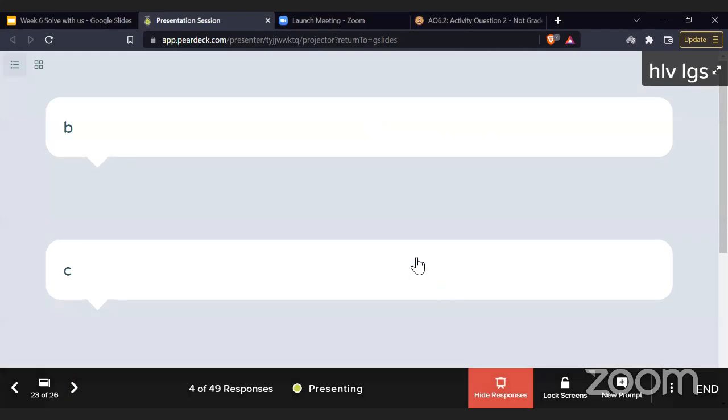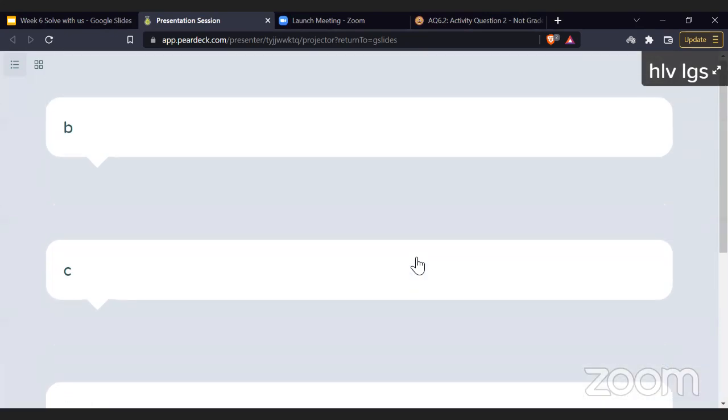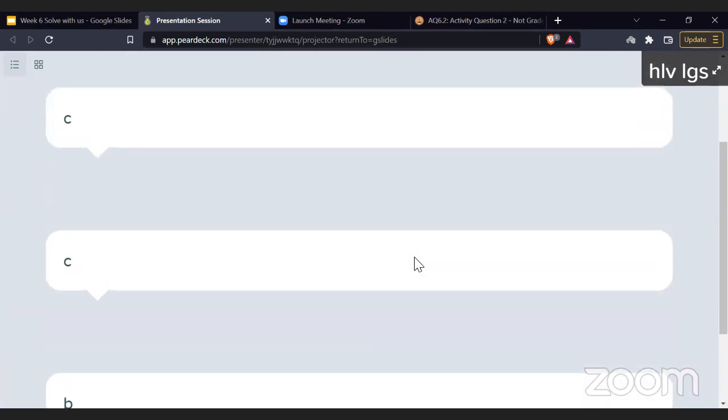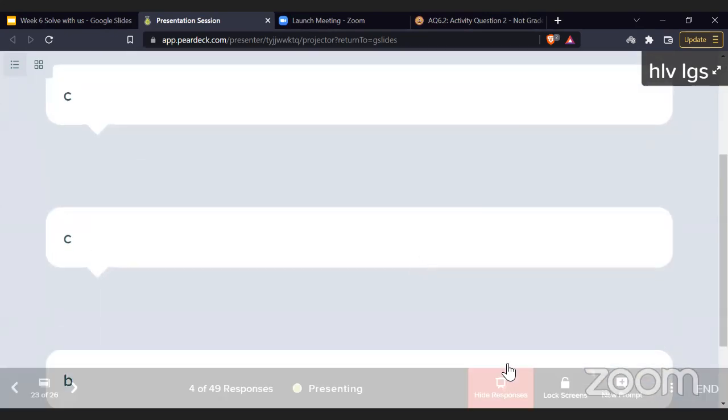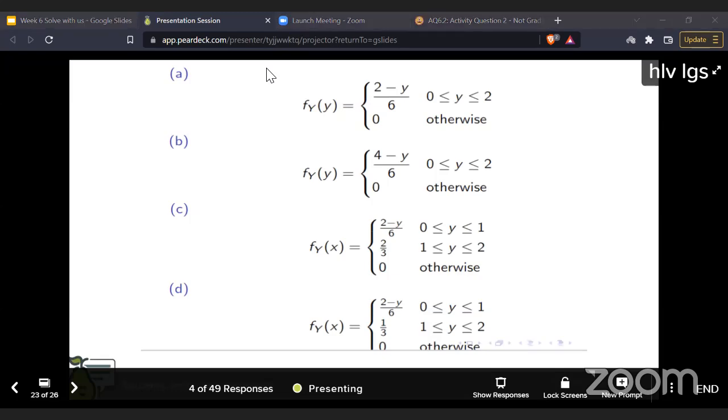I can see only 4 responses, so you can try to do it later, okay? Out of 4, 2 are B and 2 are C. Okay. So how many of you have solved this? Pankaj, you want to explain?